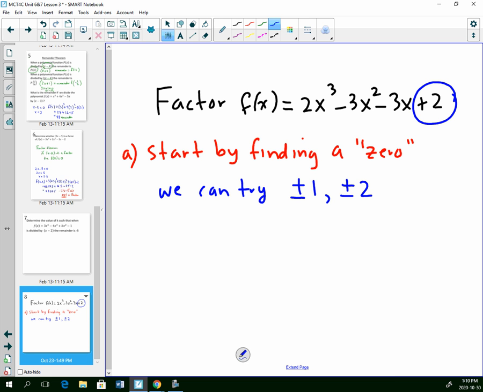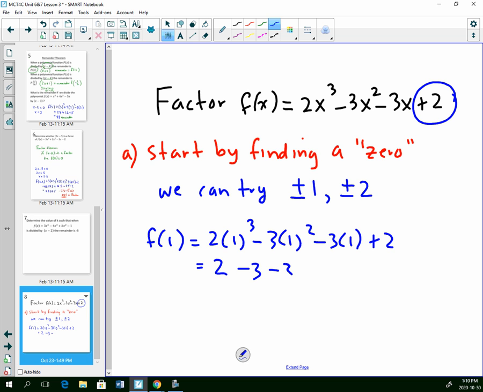So I'm going to start with 1. So I'm going to plug in 1 into the function here. You can do this right on your calculator. You don't have to write it out. So 2 minus 3 plus 2 gives me negative 6 plus, so that gives me negative 2. So that does not work.